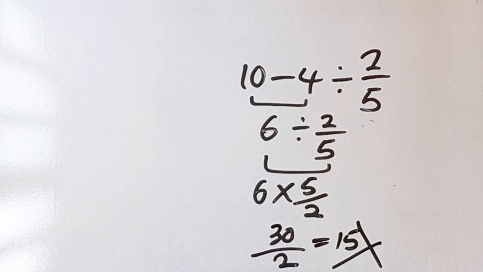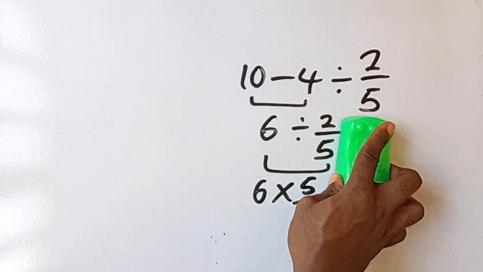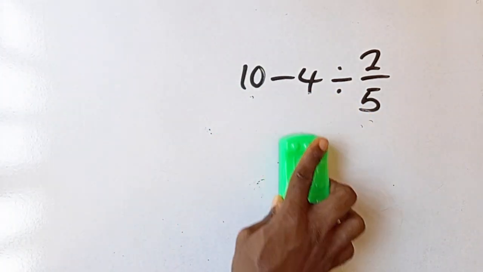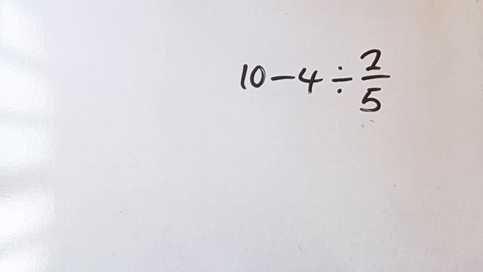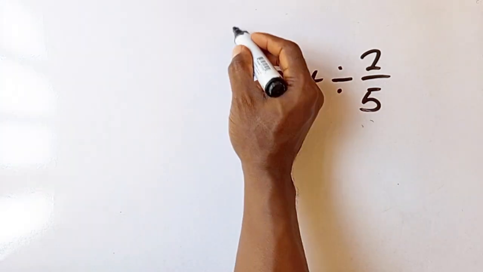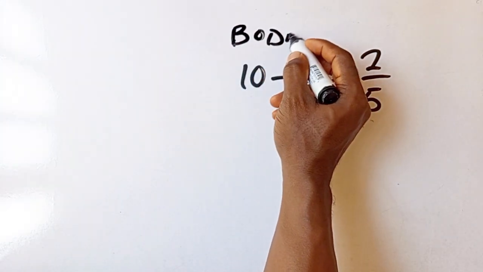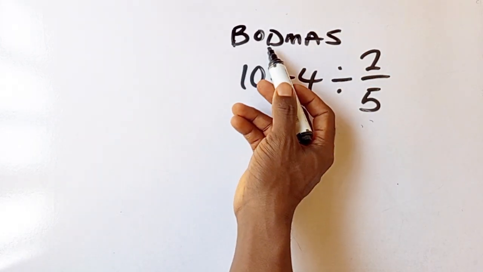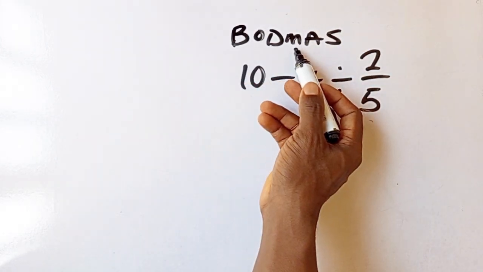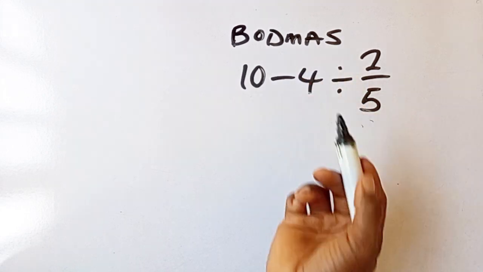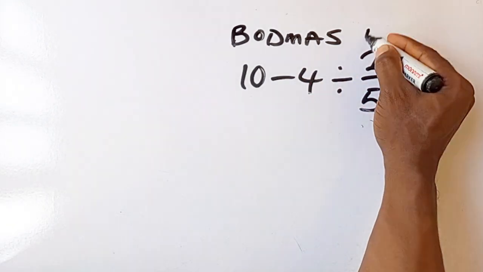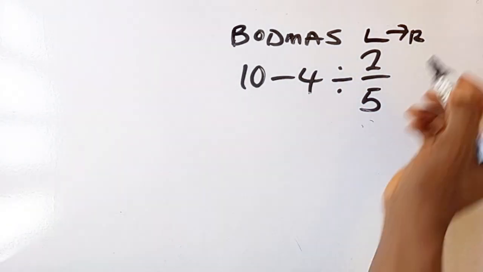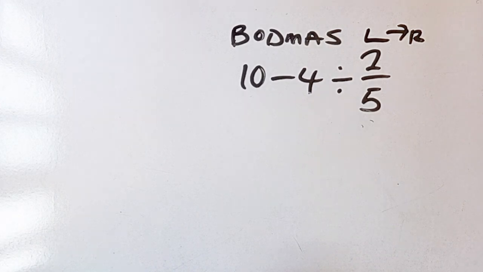because according to the order of operation, BODMAS, B stands for bracket, O stands for of, D stands for division, M stands for multiplication, A stands for addition, and S stands for subtraction. And we are solving with this rule from left to right.